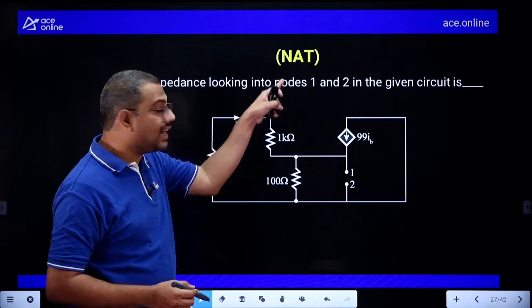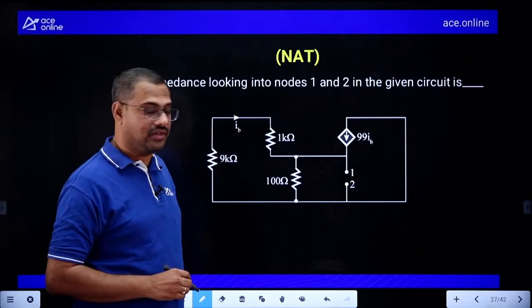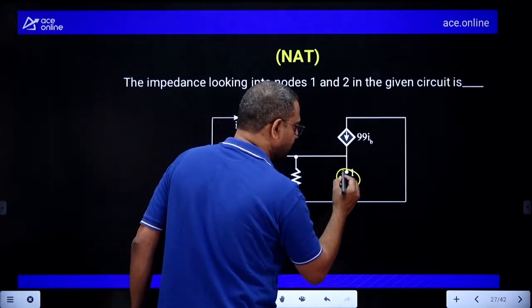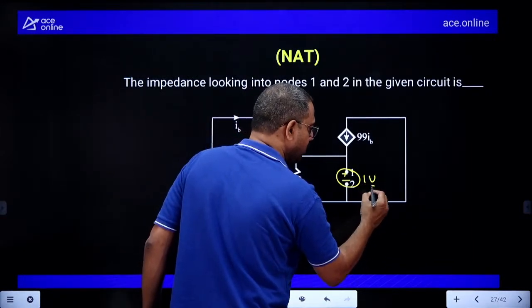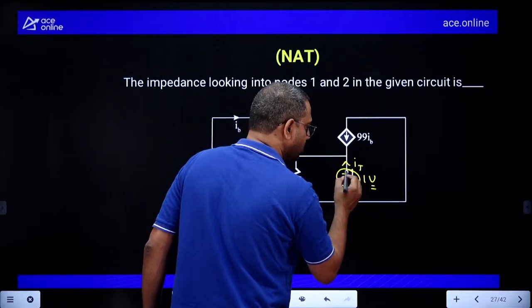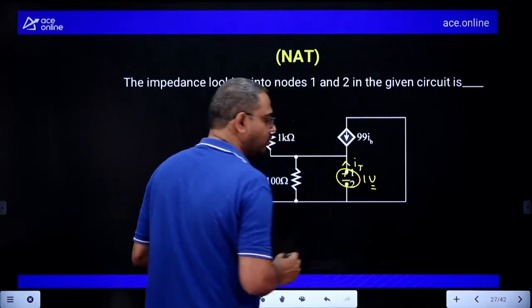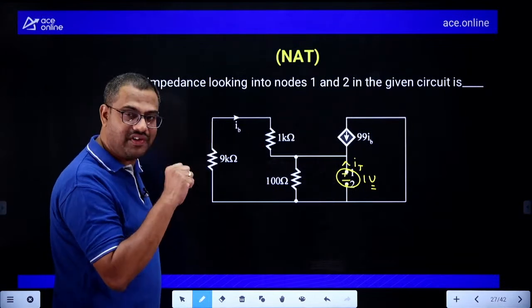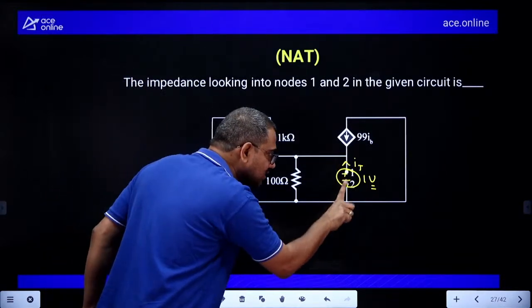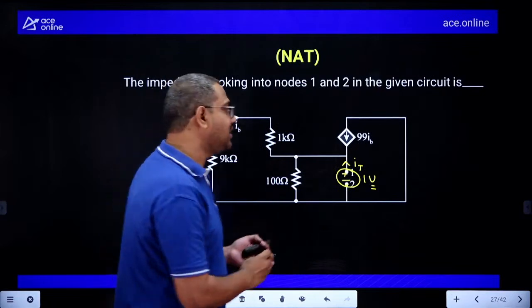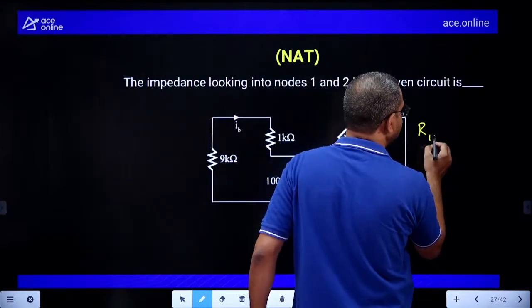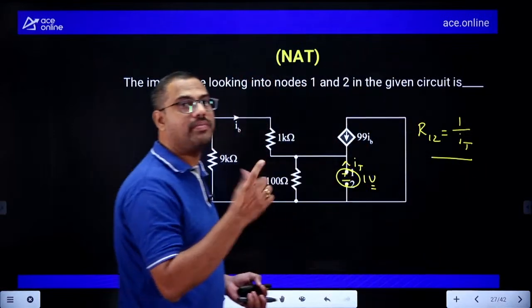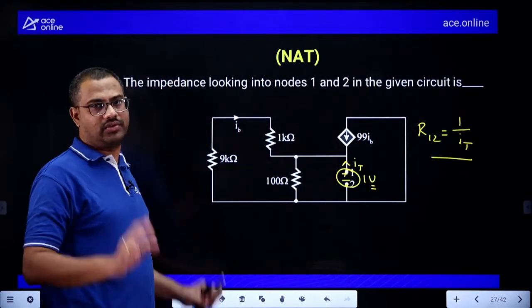But it is a numerical type, sir. Be careful. Chalo, what I will do now, everybody? Let me inject 1 volt. And I will find I total, because we are finding resistance between 1 and 2. I gave voltage between 1 and 2, and I want the current released by this 1 volt. Then what is R12? That means the resistance between 1 and 2 is 1 volt by I total. That is what I want.